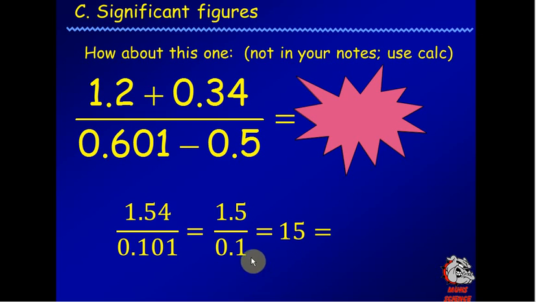Now we have a division problem, and your calculator would tell you 15. Applying the rules of division, I have a 2 sig fig number divided by a 1 sig fig number. 15 is a 2 sig fig number, but I'm only allowed to have 1 sig fig. So we need to round 15 up to get a 1 sig fig answer of 20.